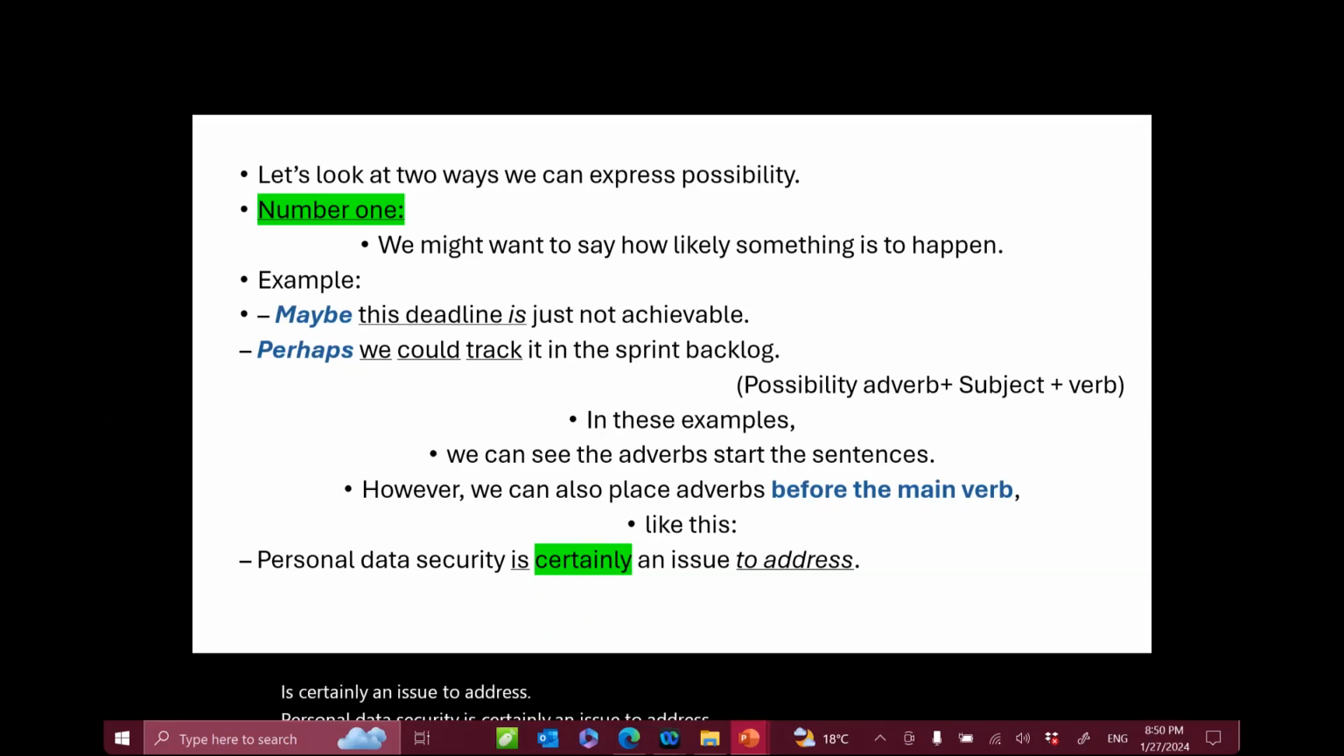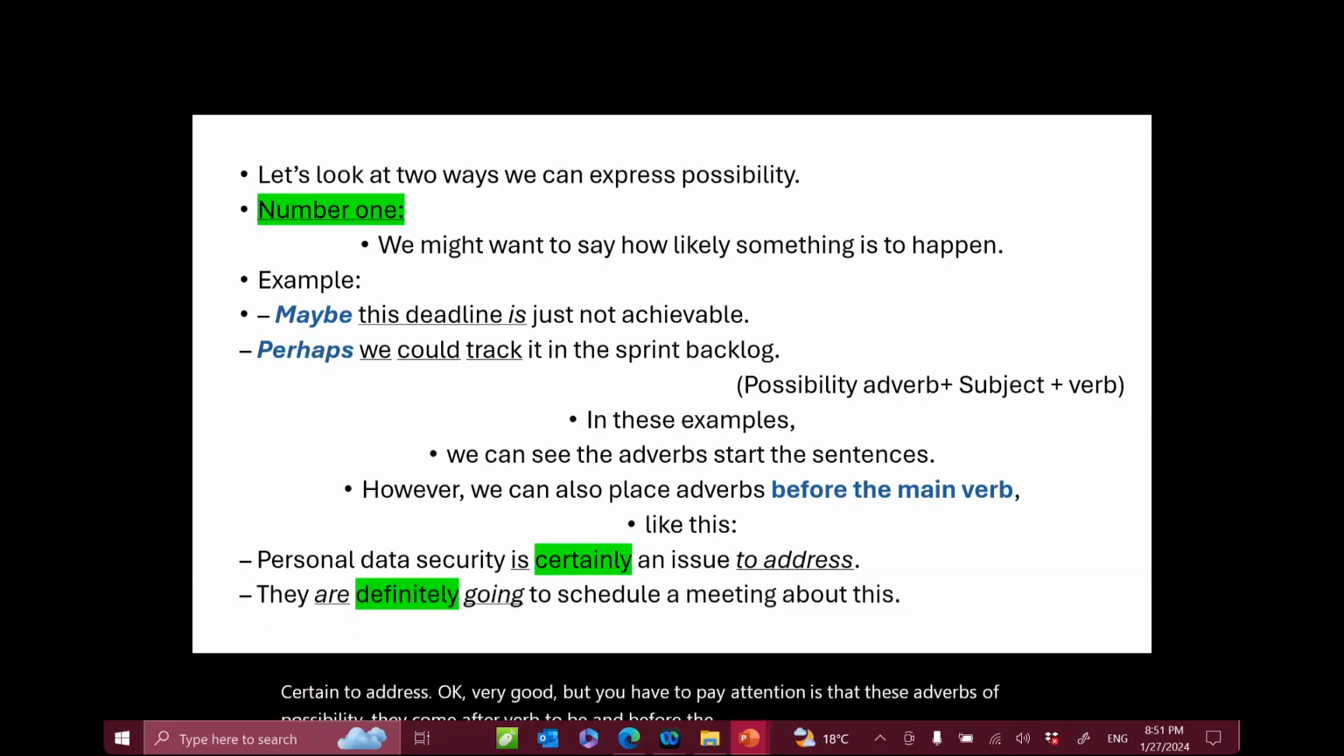Certain to address. Okay, very good. But you have to pay attention that these adverbs of possibility come after the verb to be and before the main verb. Okay, they are definitely going to schedule a meeting about this. Again, we have the verb to be before the adverb of possibility. They are definitely going to schedule. Okay.